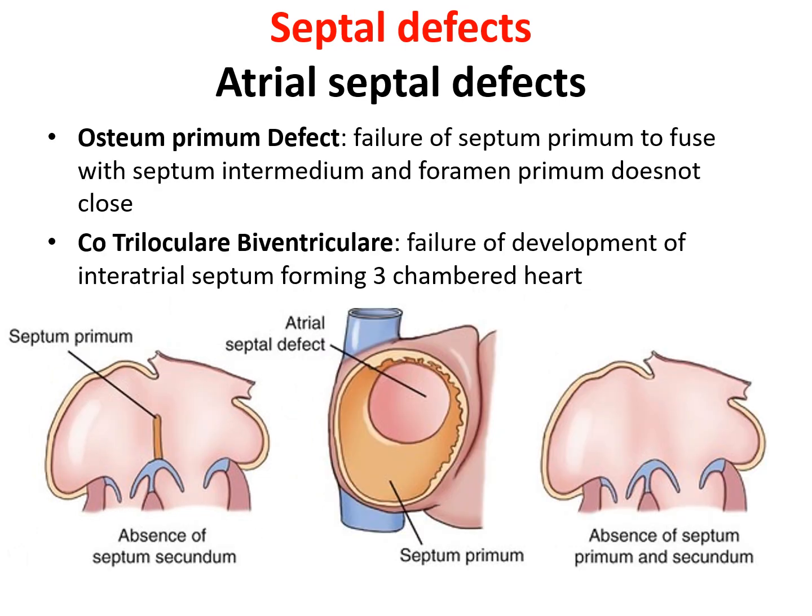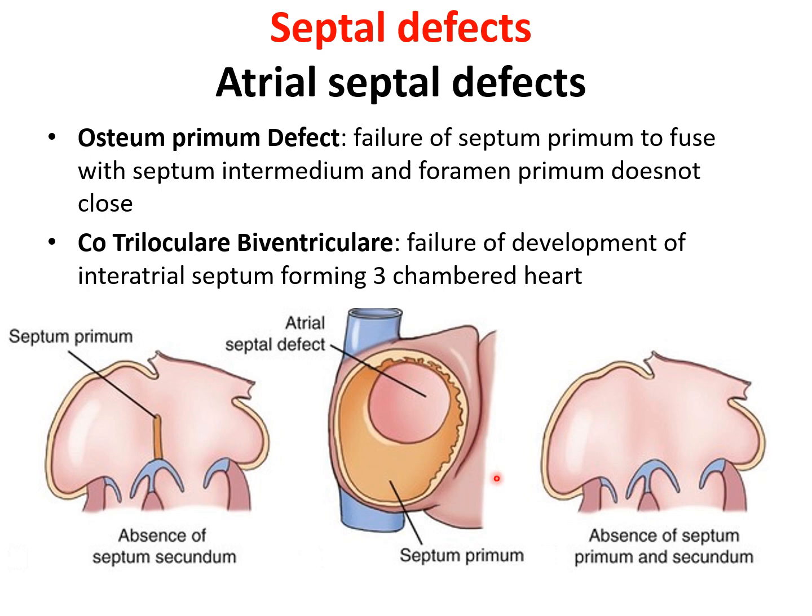Then ostium primum defect is due to the failure of the septum primum to fuse with the septum intermedium. So the ostium primum will not disappear, rather it will be seen as a separate opening.